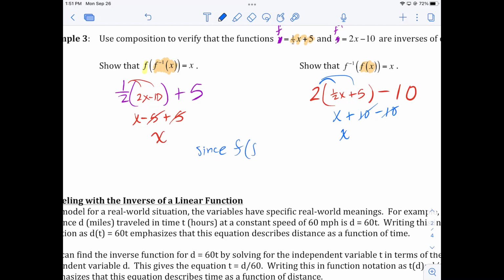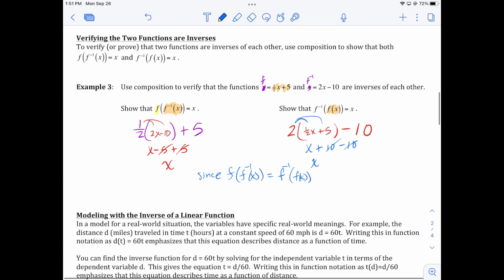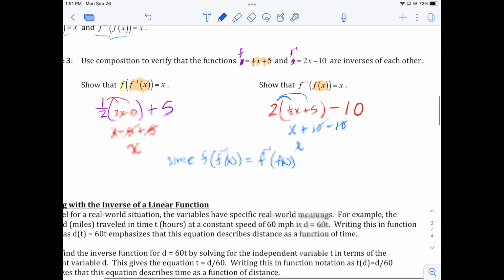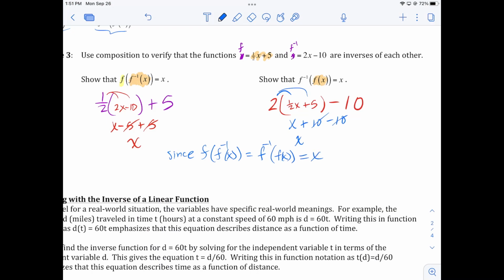So now you would say, since f of f inverse of x equals f inverse of f of x, you're basically just writing those two things up here. Since this and this equal each other, and they both equal x, f and f inverse are, in fact, inverses.